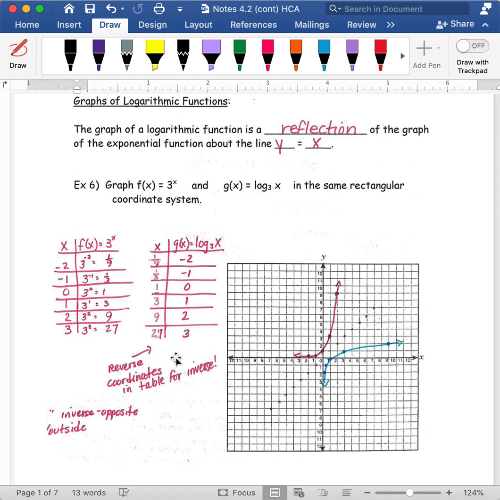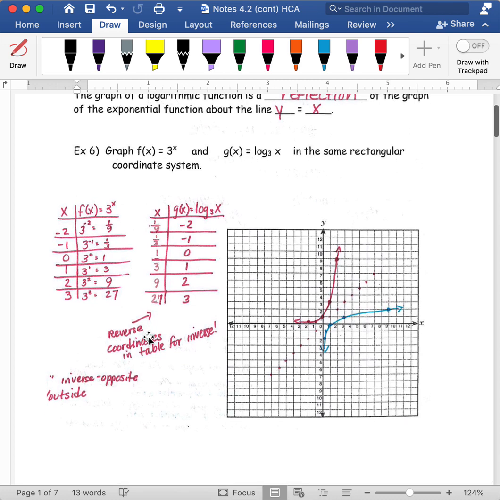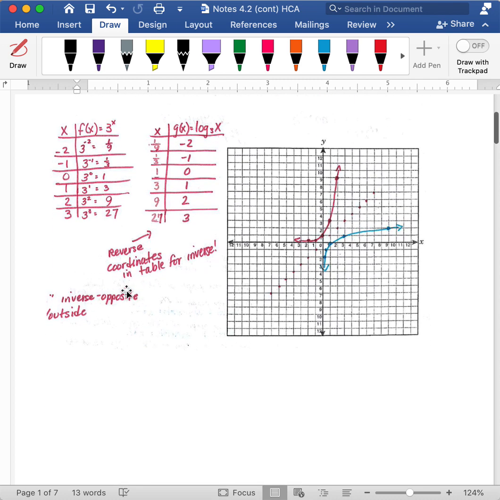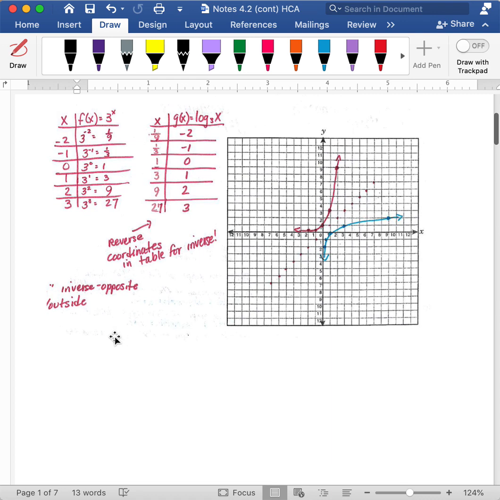The easiest way to graph these logarithmic functions is to choose the y values, because those are the exponents to which you raise the base 3. And so then you use the y to get the x instead. Because they are inverses, they're opposite functions. Inverse of being inside would be to be outside, and so on. So the inverse of (-2, 1/9) would be the opposite, (1/9, -2) as an ordered pair.